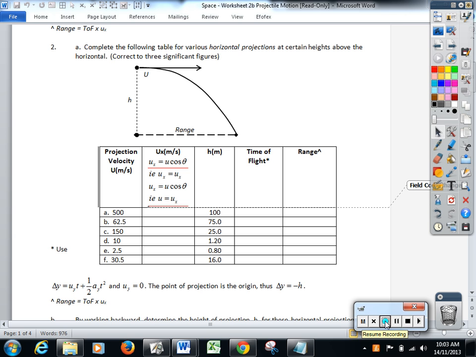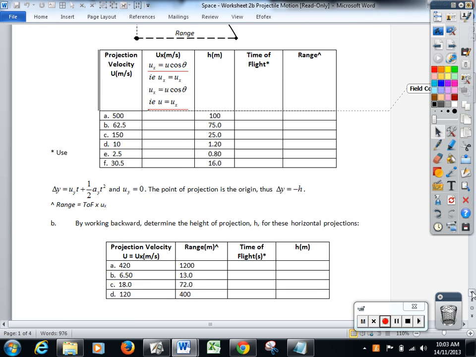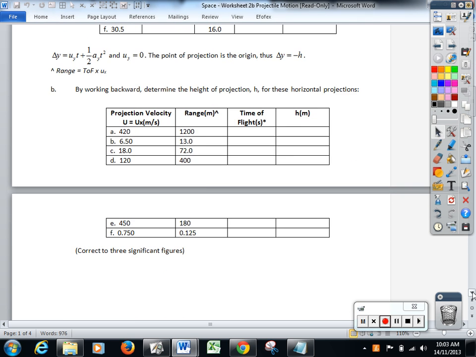Once you've completed that little question there, 2A, you can then go down to do 2B, and here it's on the 2 pages, so yours is only 1 page. This is a proofing document. This one says, by working backward, determine the height of the projection. So it's leading you that we already know the horizontal velocity there as 420, and I'm giving you the range.